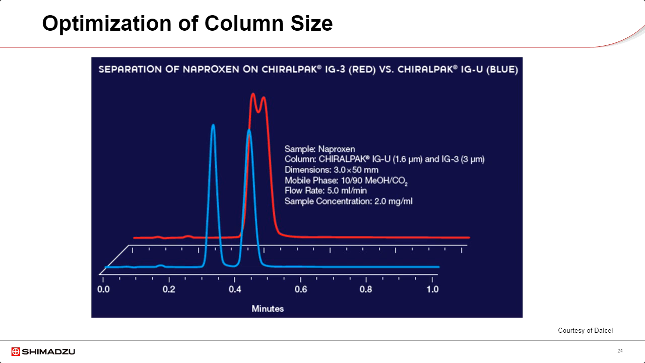So we've talked a little bit about the mobile phases, but let's take a real quick dive into column technology. Naproxen, looking at the same run parameters, so the same composition of CO2, same flow rates and same injections. However, just going from a 3 micron to a sub-2 micron, 1.6. Resolution comes in quite nicely, but we've also decreased the runtime.